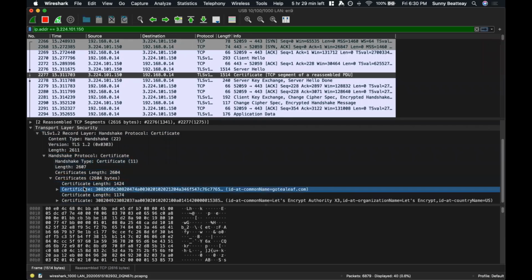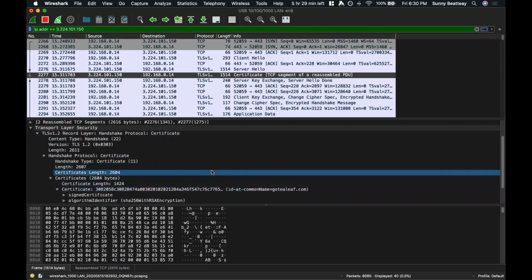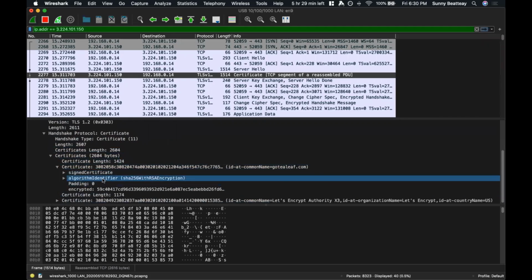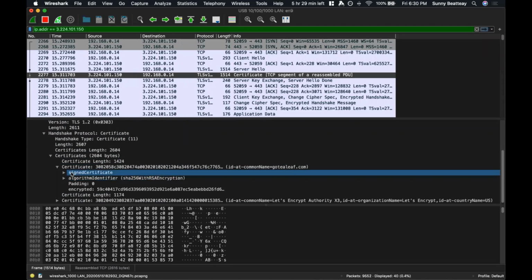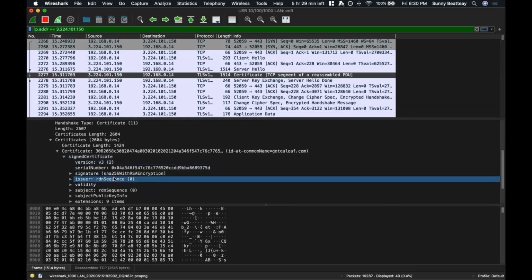Okay, so you can see, let's go into the actual certificate for gotealeaf.com. For those of you who don't know, gotealeaf is actually the old domain name for launchschool.com. As you can see, the algorithm identifier is SHA-256 with RSA encryption. So it's using RSA encryption for this signed certificate. If it's using RSA encryption for the signed certificate, we should actually be able to see the public key. So let's go into the signed certificate.